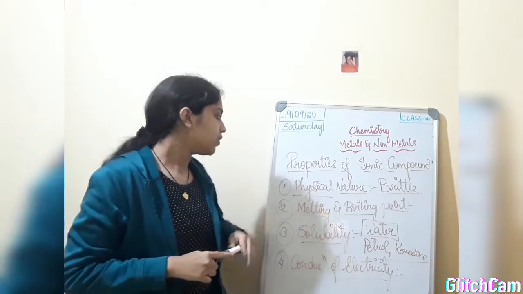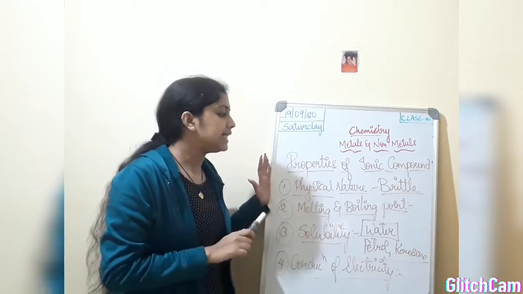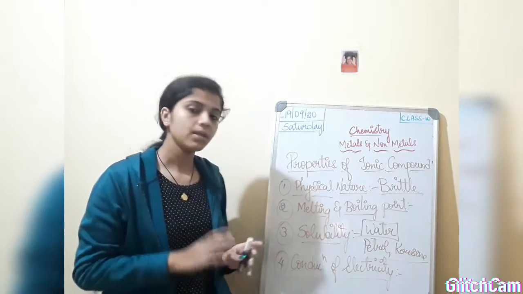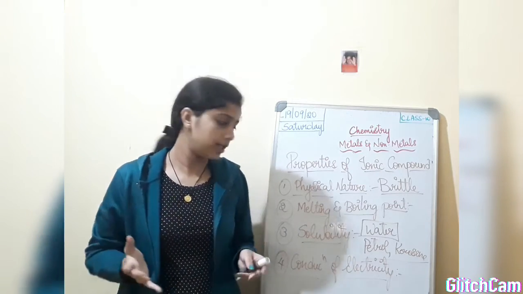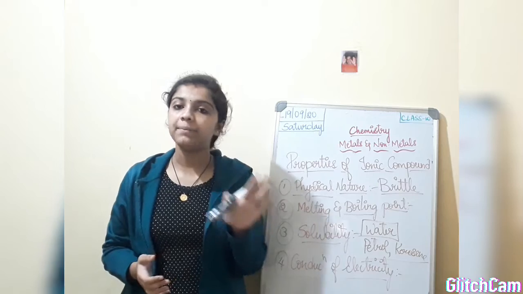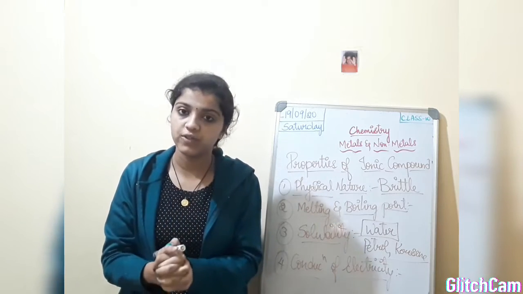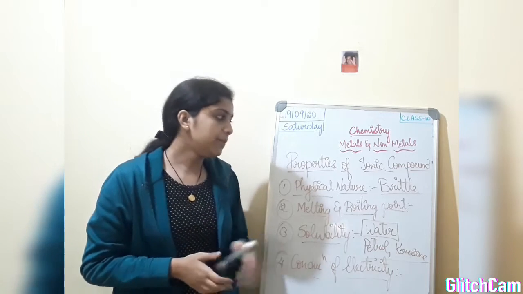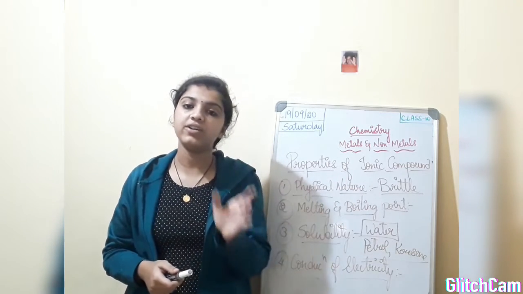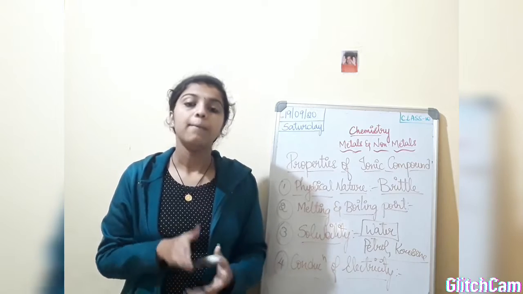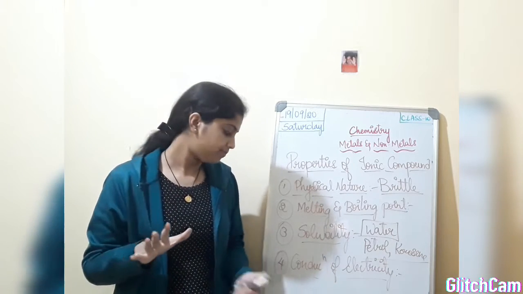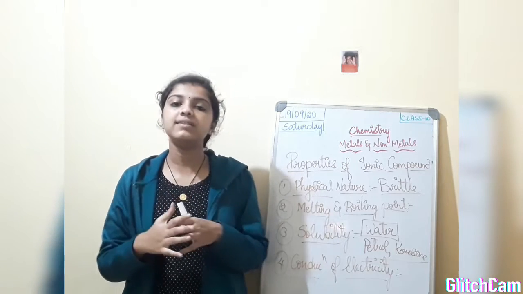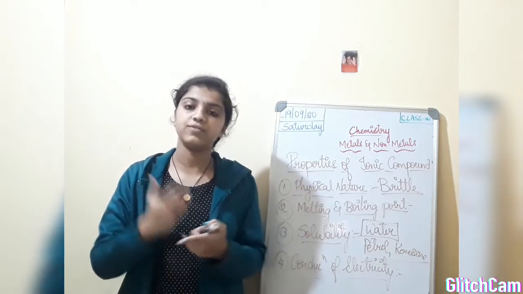So, a quick summary. The physical nature of ionic compounds is that they are generally brittle in nature, but when pressure is applied, they can still be broken. Ionic compounds have high melting and boiling points due to the strong force of attraction between the positive and negative ions. Solubility: ionic compounds are generally soluble in solvents like water but not in petrol or kerosene. Ionic compounds generally conduct electricity in their molten state but not in any of the three states of solids, liquids and gases.